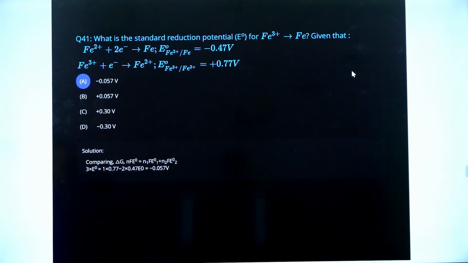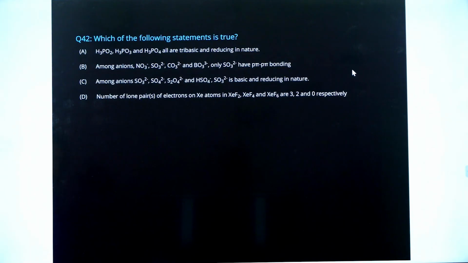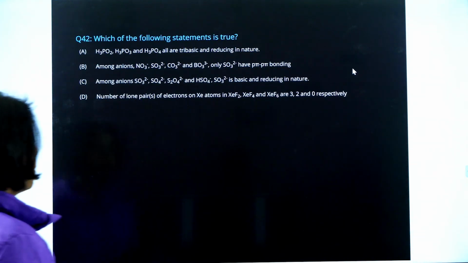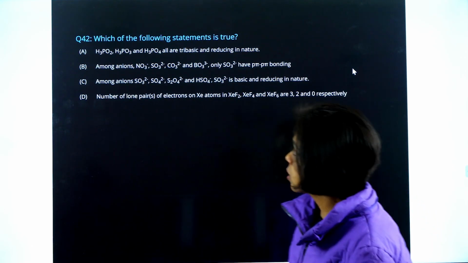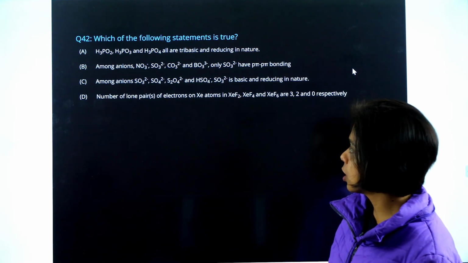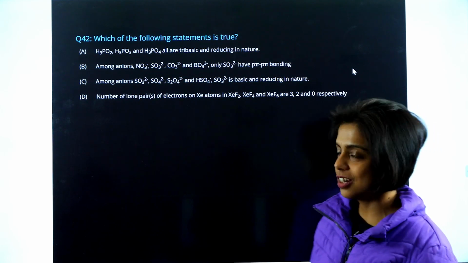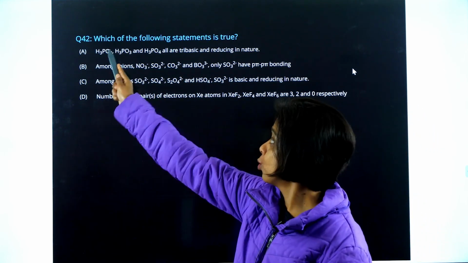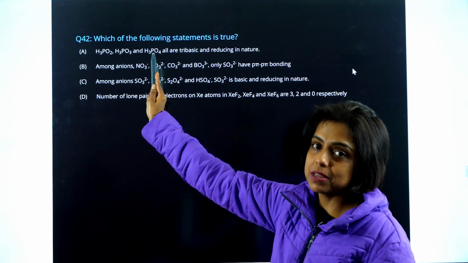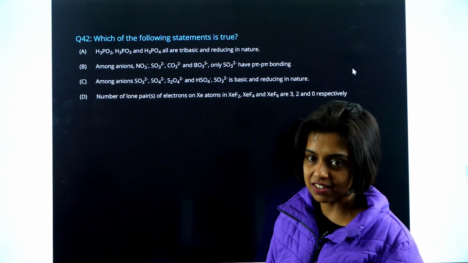Okay. Let's move ahead. The next question, which of the following statements is true? You are supposed to figure out the true, correct statement in this. So, H3PO2, H3PO3, H3PO4, all are tri-basic and reducing in nature. Of course not. They are not tri-basic. So, monobasic, dibasic, tri-basic. I'm sure you know the structure and the valency factors.